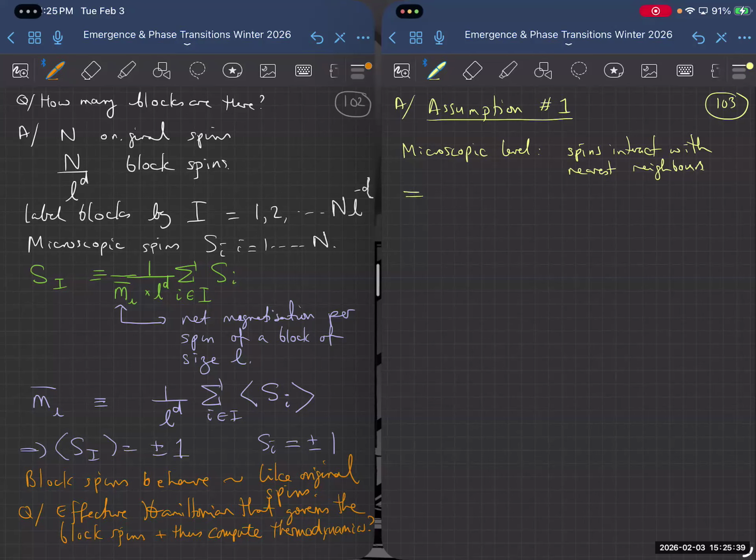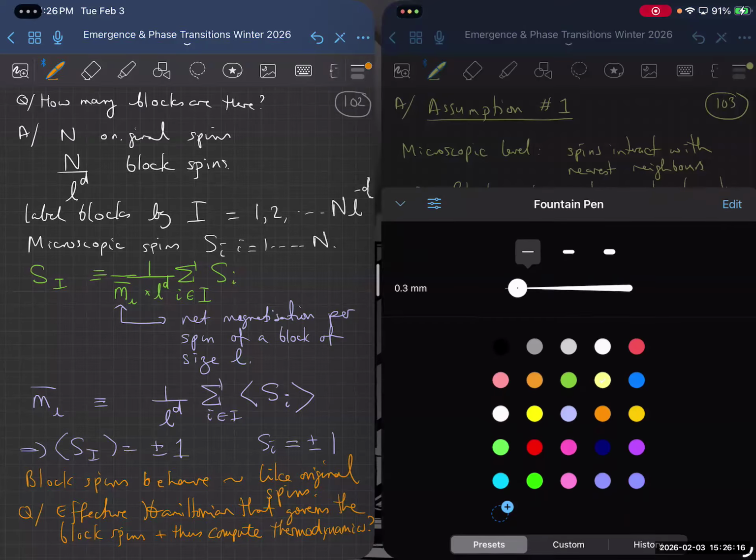And so what we're going to assume then is that the block spins also interact only with the nearest neighbor block spins. Later, we're going to actually calculate this explicitly and see whether it is right or wrong. But I'm just going to give you a comment so that I don't mislead you.